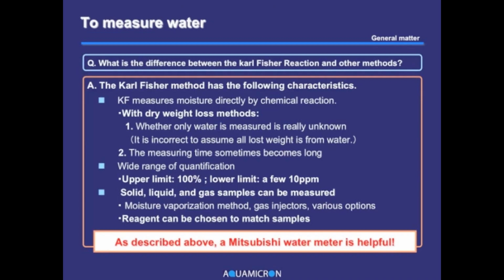The most important feature that distinguishes Karl Fischer titration from other water measurements is that it measures moisture directly by chemical reaction. Measuring loss through drying, which is typical of other methods, has 2 disadvantages. One is that it measures not only vaporized water, but also other volatile constituents, and the other is that the measuring time sometimes becomes long.